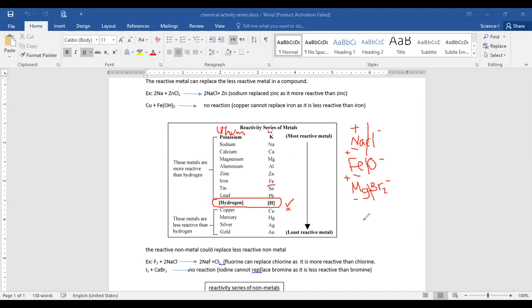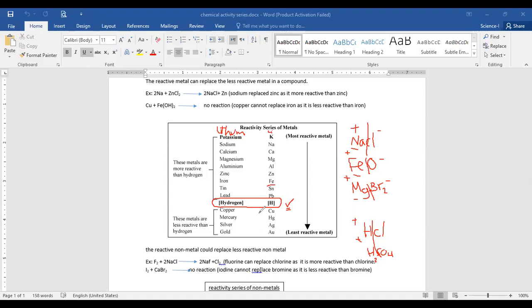We also find that once hydrogen is combined with non-metals, like HCl or H2SO4, hydrogen also represents the positive part. So it behaves somehow like metals in some compounds. That means in that case it could be replaced by metals. That's why we put it in that list. Is it clear, guys? Yes, Fadia, do you want to ask something?